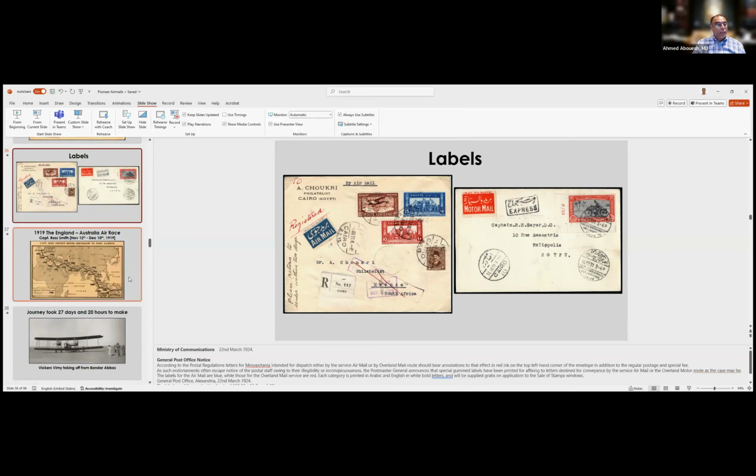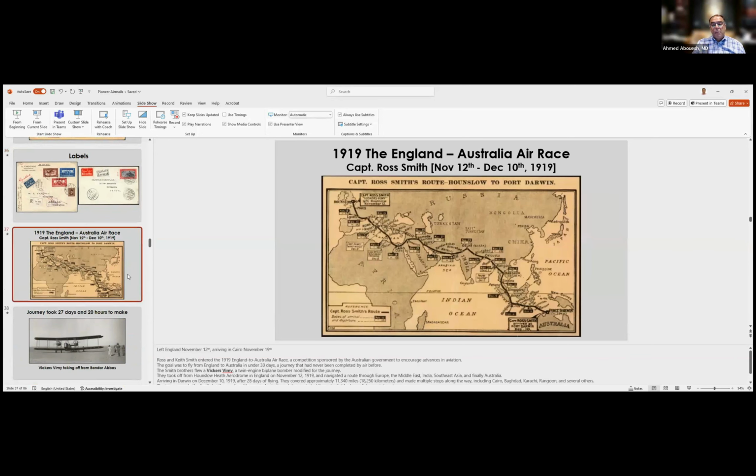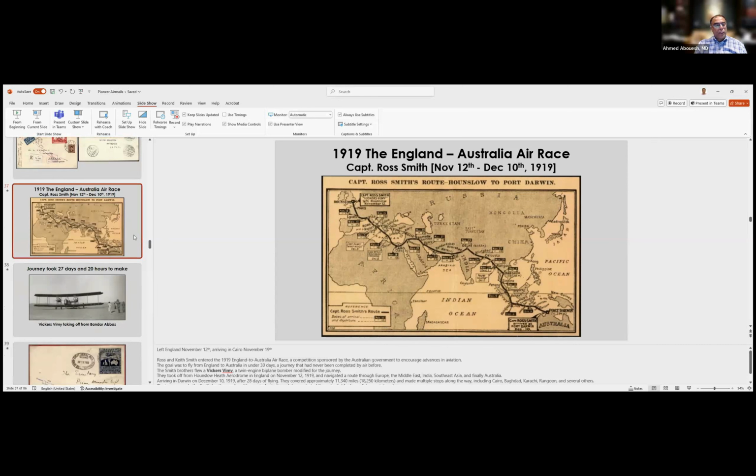I will double back to 1919. The Captain Ross Smith, the England Australia Airways, and I've taken a more international perspective, not just restricting myself to covers with Egyptian adhesives, and trying to stick to really collecting all the important flights and how they related to Egypt, whether Egypt was a staging point or whether Egypt was a point along the way.